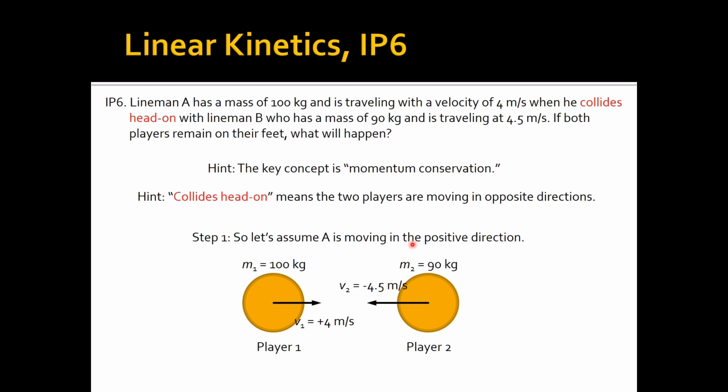So this situation can be visualized something like this. Player number 1 and player number 2, each with his body mass and his velocity. Then, according to linear momentum conservation, as you learned, the linear momentum before collision must be equal to the linear momentum after collision. So keep that in mind.